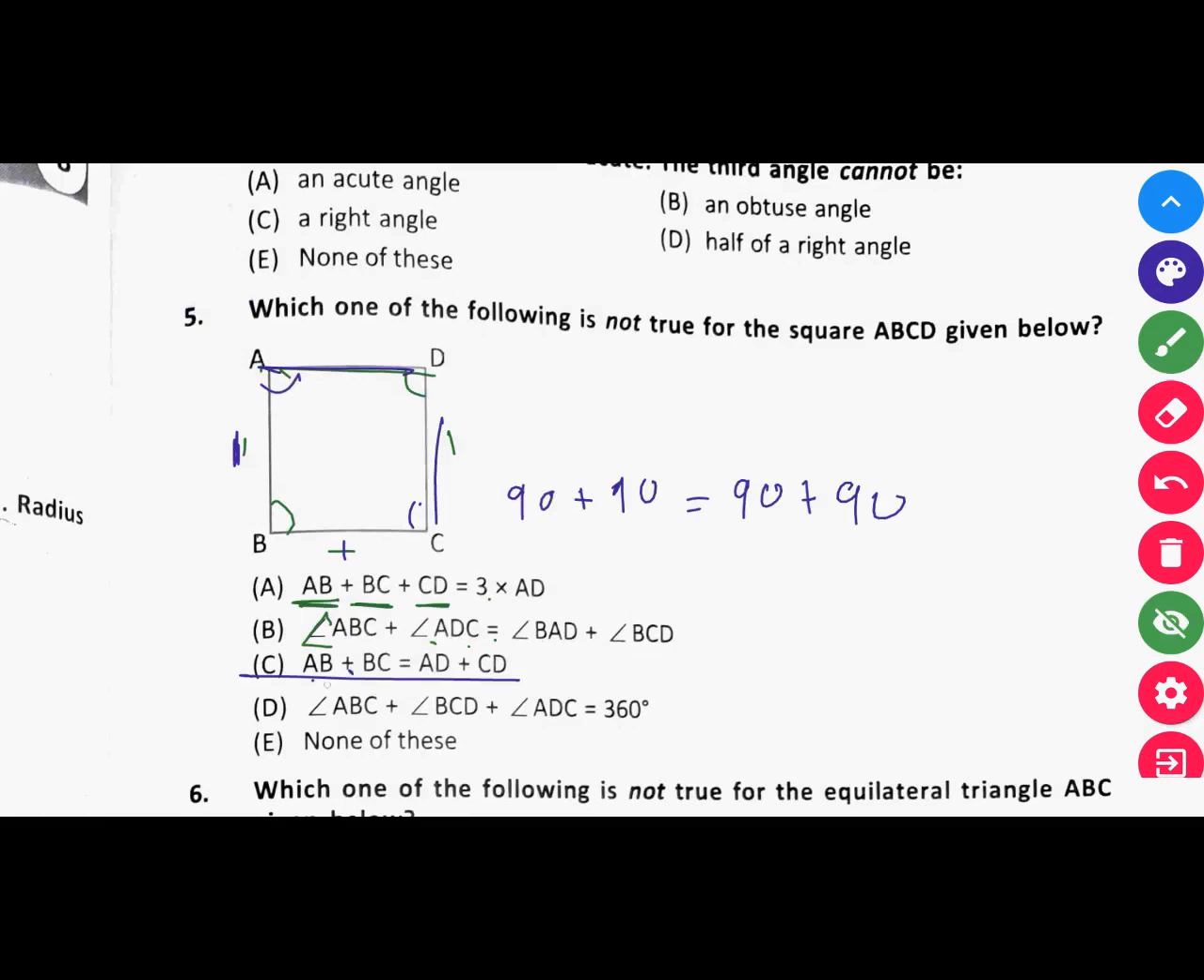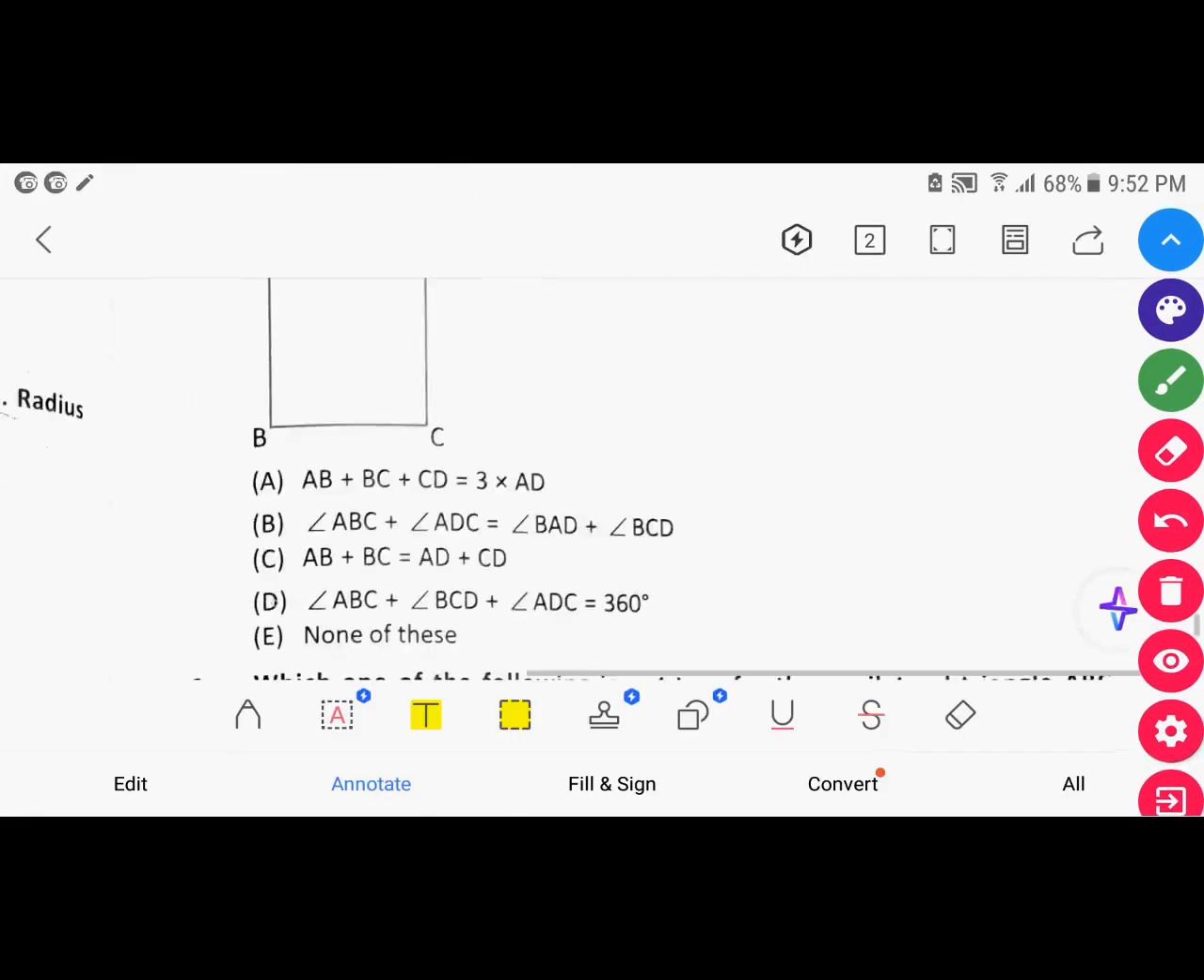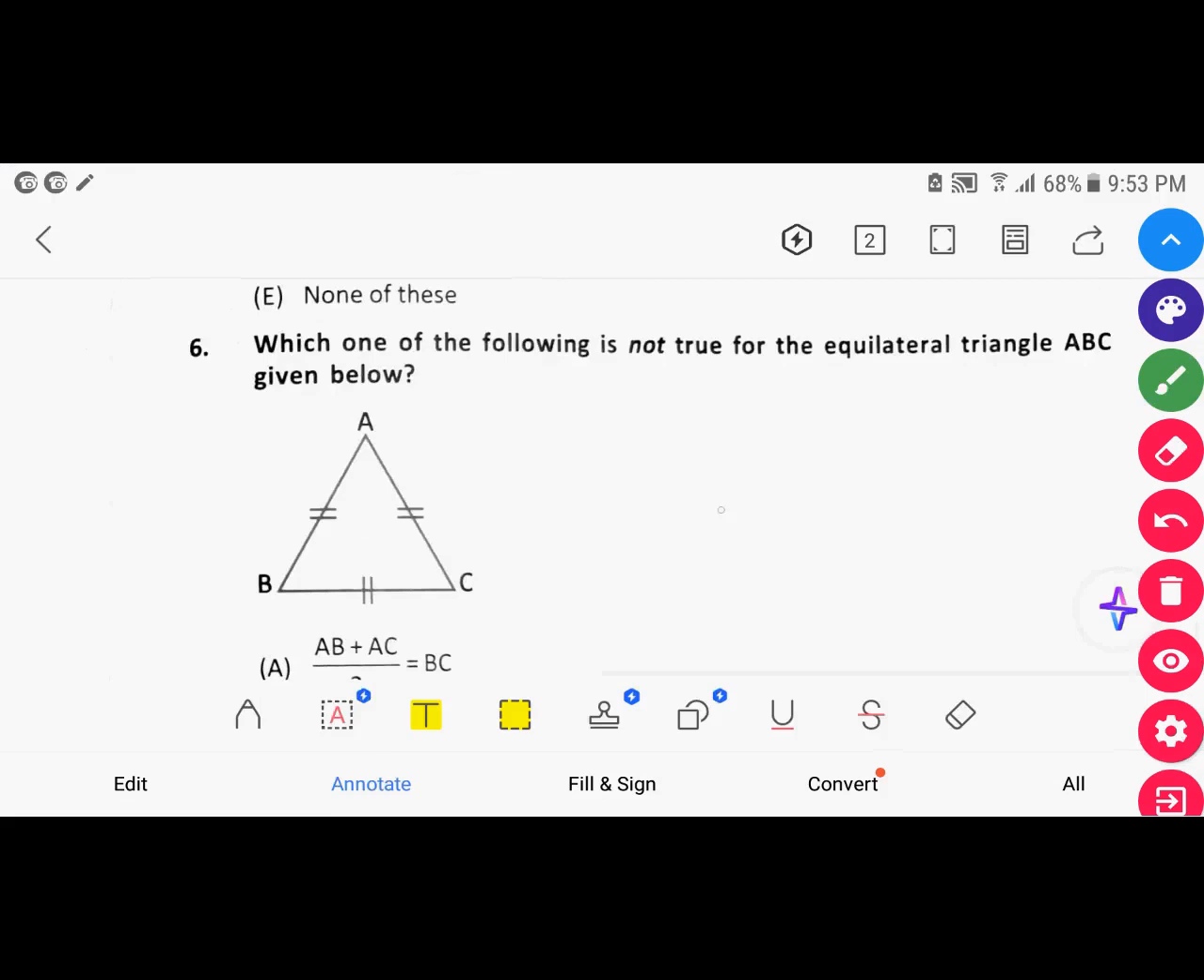Now the fourth one is angle ABC, angle BCD and angle ADC is equal to 360 degree. Not possible because these are only three angles and their total is 270 because they are 90 degree angles. So this one is incorrect. So our answer is answer D, which is not true for the square ABCD given below. Okay, you understood. Now the next question.